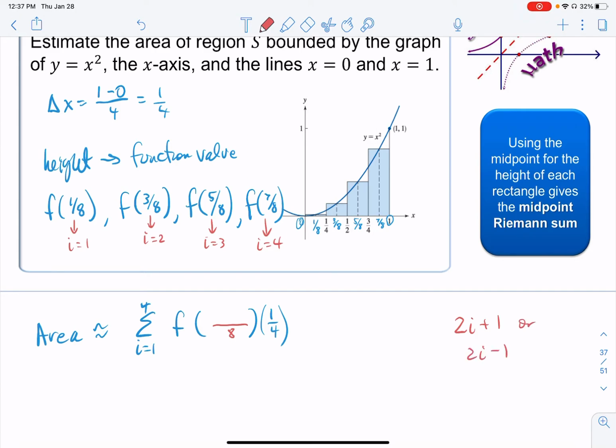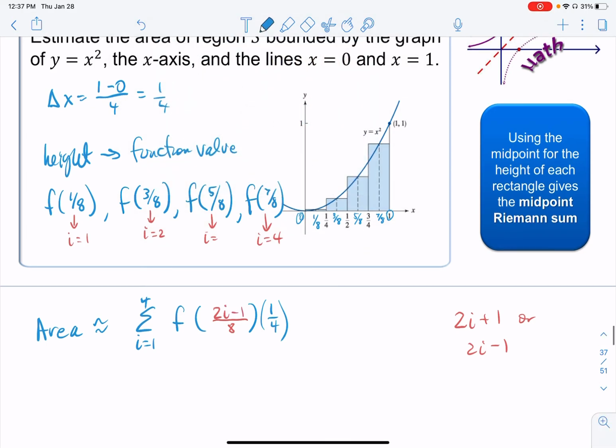Let's decide which one we're going to use. Well, if we stick in 1 for this first one here, 2 times 1 gives me 2, plus 1 more gives me 3. That's not what I want. How about if I stick in 1 to this second one down here? 2 times 1 is 2, minus 1 does give me 1. If I stick in 2, 2 times 2 is 4, minus 1 gives me my 3. If I stick in 3, 2 times 3 is 6, minus 1 gives me my 5. Yes, I think we stumbled upon the answer, 2i minus 1. If you needed to generalize it, and we will shortly.